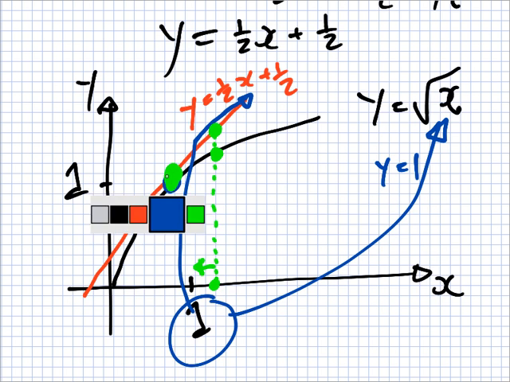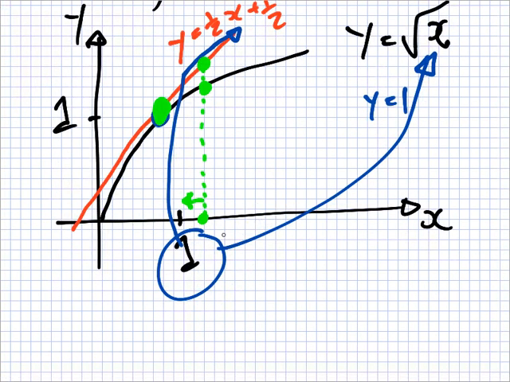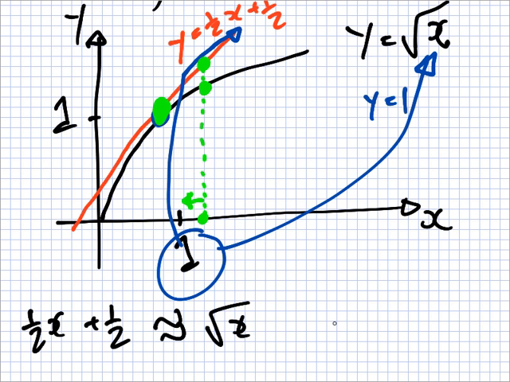So in other words, we can see that a half x plus a half is roughly the same thing as square root x if x is near what number? If it's near 1. And in fact, when x is 1, then these are the same, because square root of 1 is the same as a half plus a half. Okay? Now, I want to show you this in action.